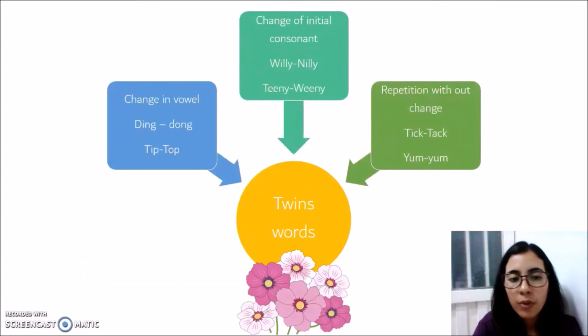Let's therefore talk about twin words. First, change in vowel, like ding dong or tick tock. Second, change of initial consonant, like wiji niji and teeny weeny. And the last one is repetition without change, like tic tac or yum yum.